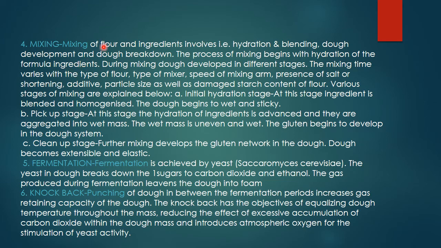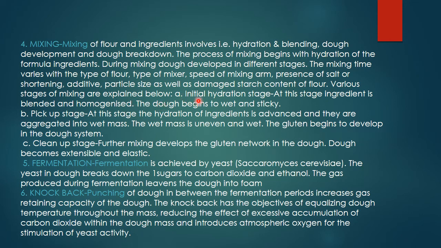So mixing. Mixing of flour and ingredients involves hydration and blending, dough development, and dough breakdown. The process of mixing begins with the hydration of formula ingredients. During mixing, dough develops in different stages. The mixing time varies with the type of flour, type of mixers, speed of mixing arm, presence of salt, shortening, additives, particle size, as well as damaged starch content of flour. Various stages of mixing are explained below.